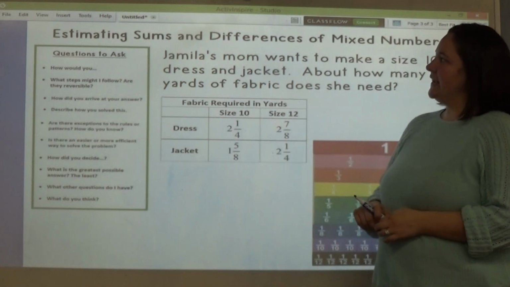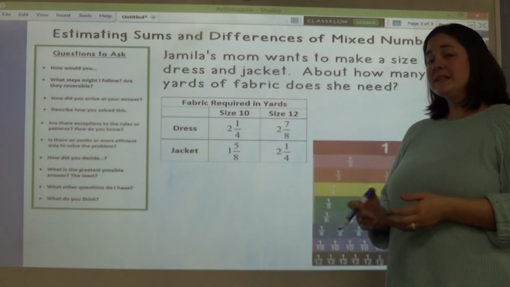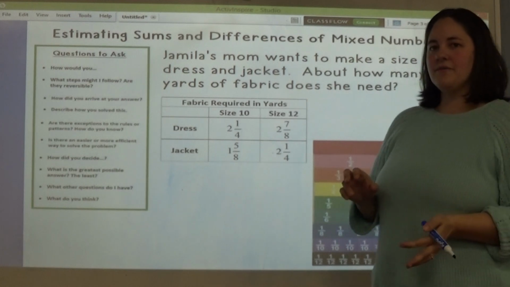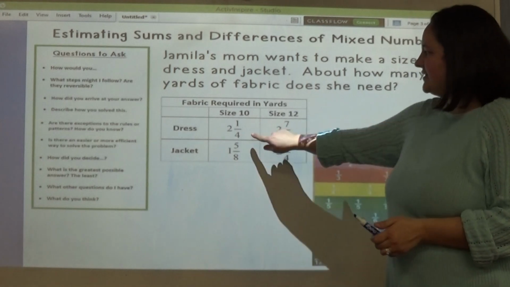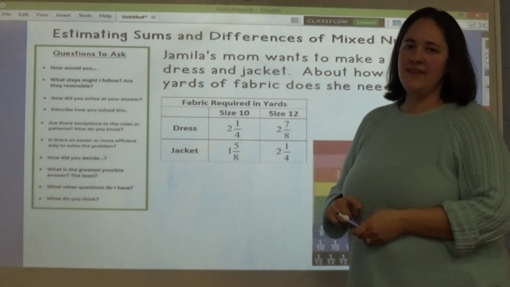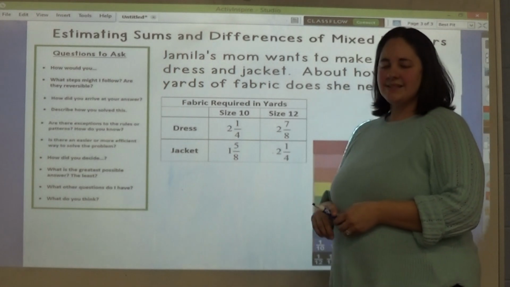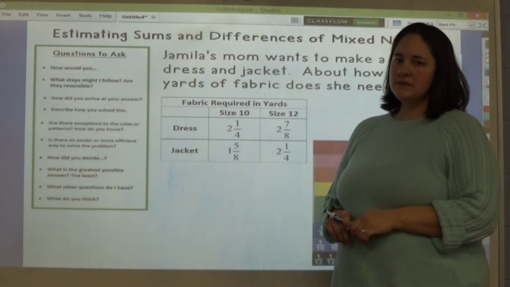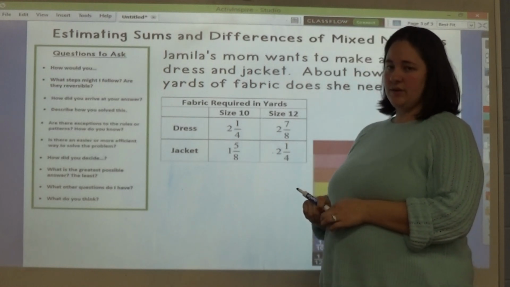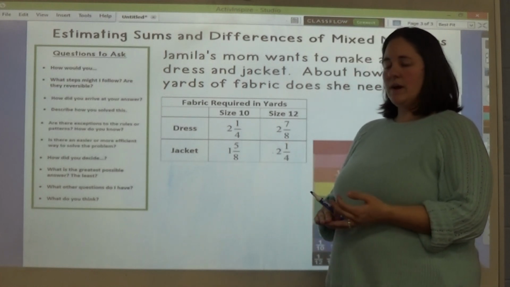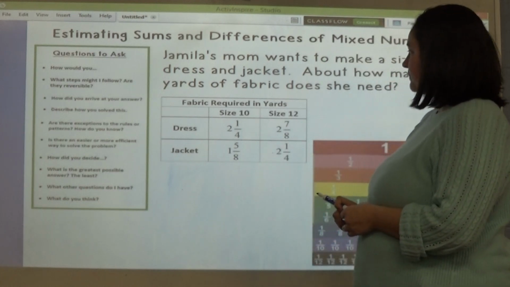In this video we're going to estimate sums and differences of mixed numbers. When we talk about mixed numbers, we're talking about a fraction that has a whole and then part of a whole. Fractions like 2 1/4 and 1 5/8 are mixed numbers. When we estimate, we're rounding the numbers to benchmark fractions, just like you've seen in previous videos. We'll think about 0, 1/2, and 1 whole as benchmark fractions.